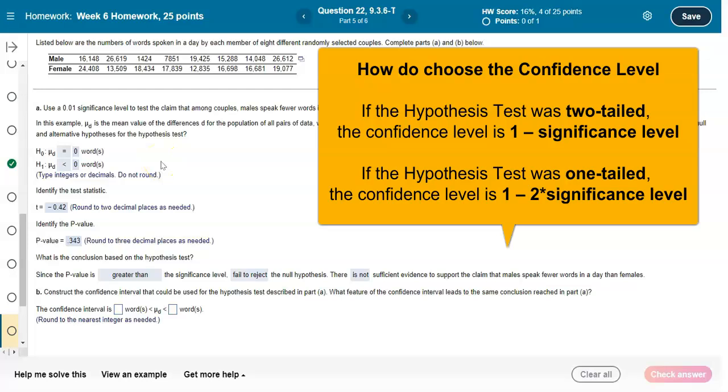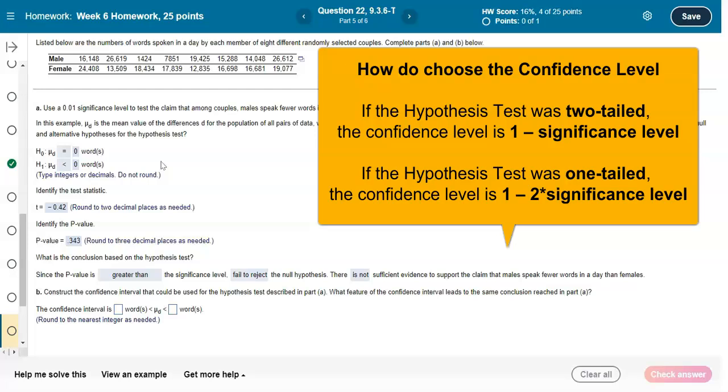If your hypothesis was a two-tailed test, then the alpha level you have for the confidence interval is basically the exact same as the significance level from the test. That's because a confidence interval is always two-tailed. There's a lower limit, there's an upper limit, there's two tails on either side. So it's comparable to a two-tailed hypothesis test. So the alpha for the confidence interval will be the same as the significance level from the test.